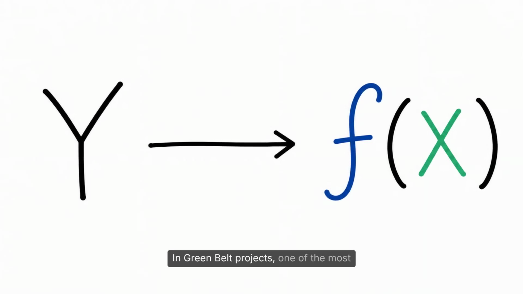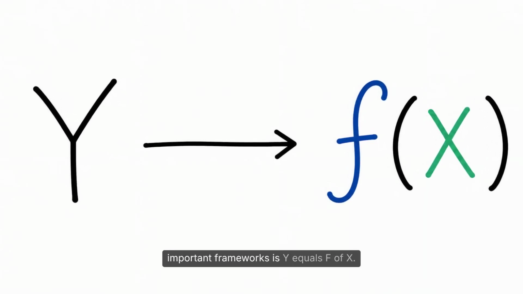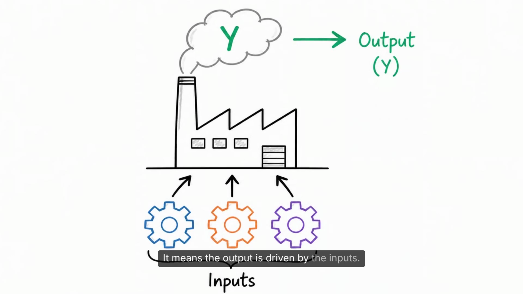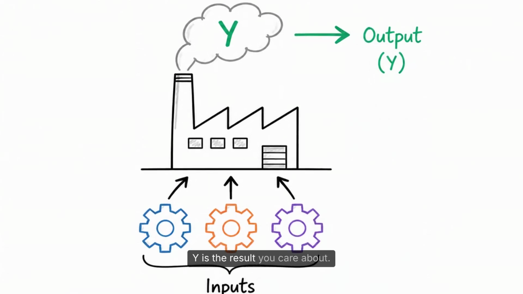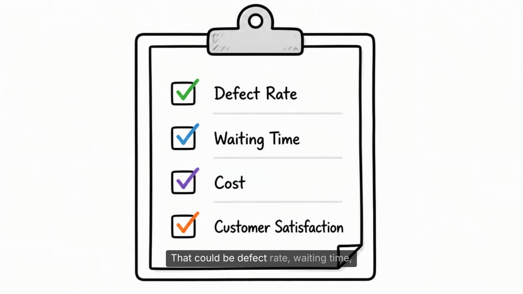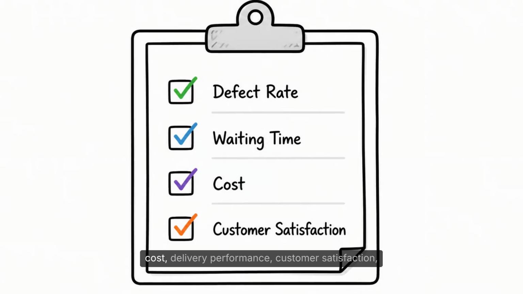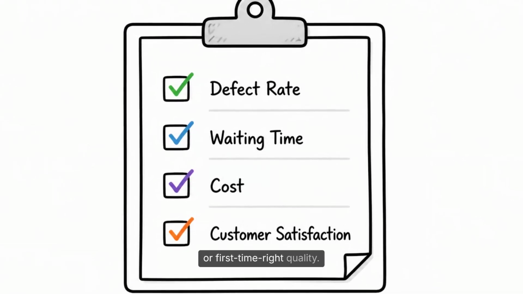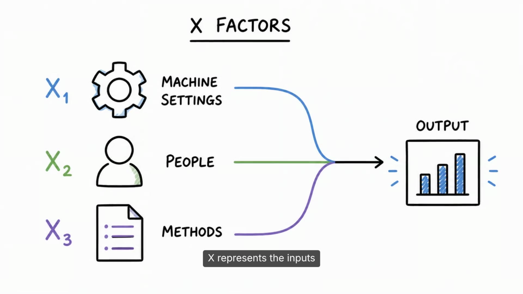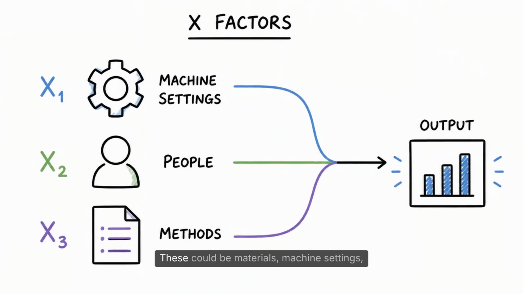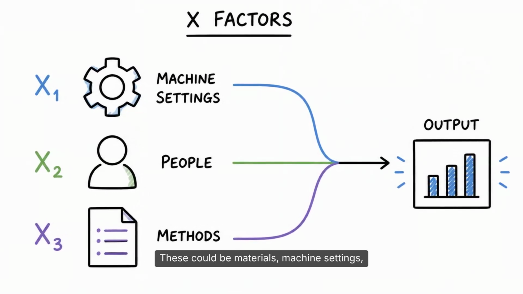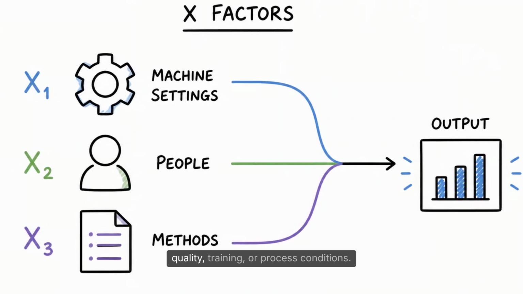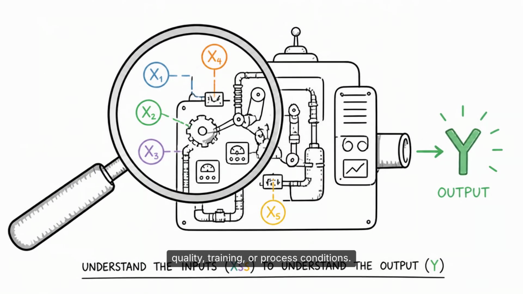In Greenbelt projects, one of the most important frameworks is Y = f(x). It means the output is driven by the inputs. Y is the result you care about. That could be defect rate, waiting time, cost, delivery performance, customer satisfaction, or first-time right quality. X represents the inputs that influence that result. These could be materials, machine settings, people, methods, environment, supplier quality, training, or process conditions.